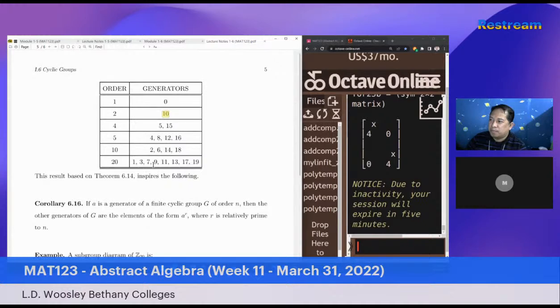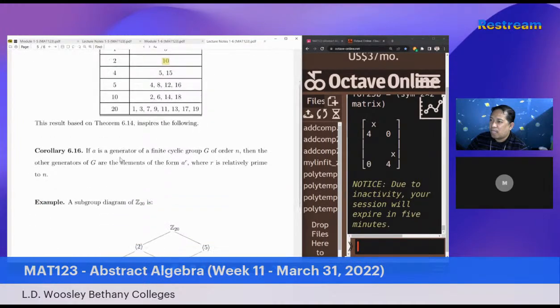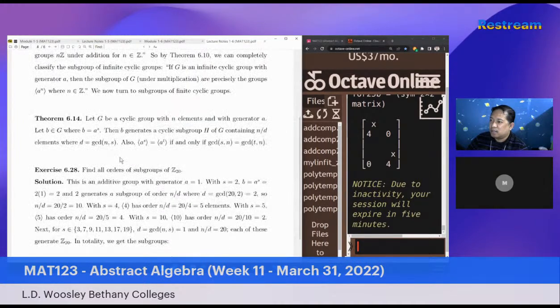So of course, for all prime numbers, it's order 20. For order 10, so we have 2, 6, 14, and 18. For order 5, it's 4, 8, 12, and 16. So those are the aspects here. And the rest would be generators of Z20, order 20. I hope you're getting the point, Michaela.